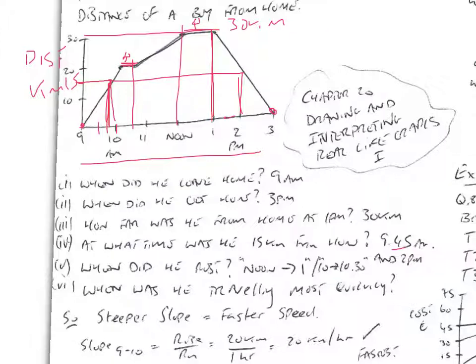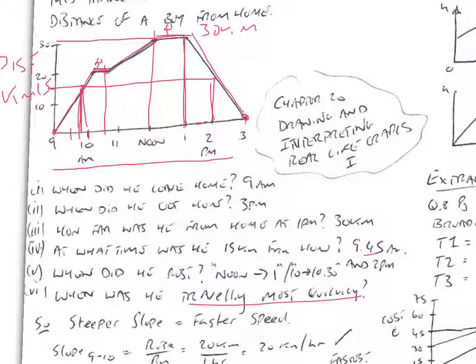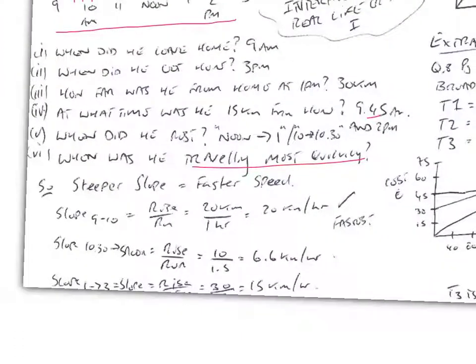And when was he travelling most quickly? Well, to do that we need to examine the slopes. There's 3 slopes in this graph, and the steepest slope is the quickest. That's a slow rising distance, slow distance over a long time, and that's a very large distance over a short length of time. So anyway, we'll have a look at this. So the steeper the slope, the faster.